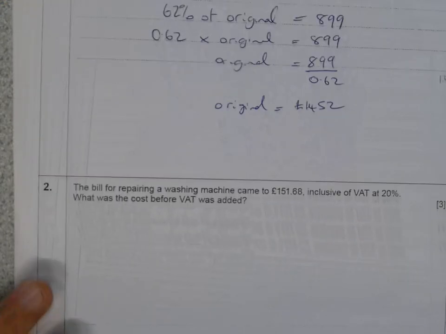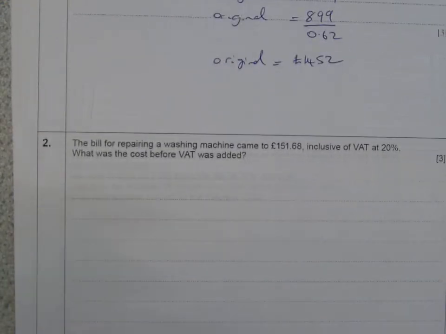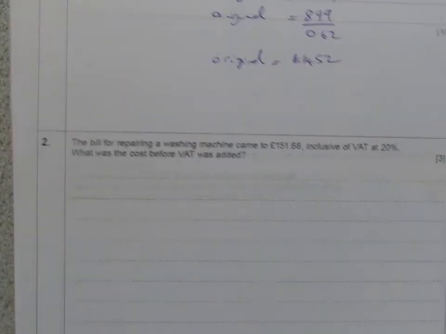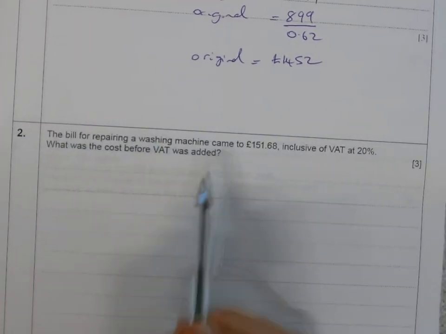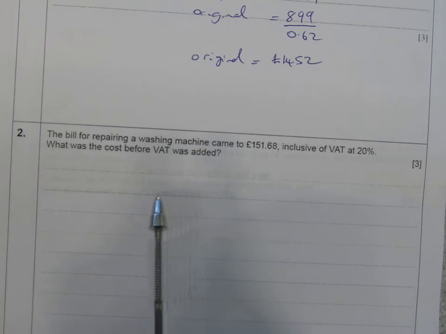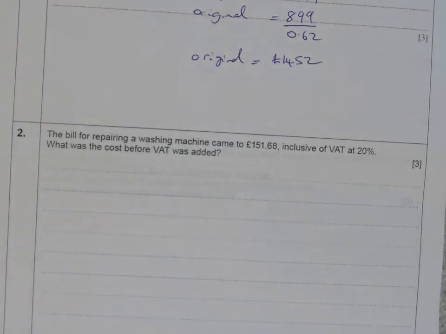All right, so let's have a look at number 2. Very similar, right? Every question now is a very similar technique. It's worth going through all of them. It says here, the bill for repairing a washing machine came to £151.68, inclusive of VAT at 20%. What was the cost before VAT was added?